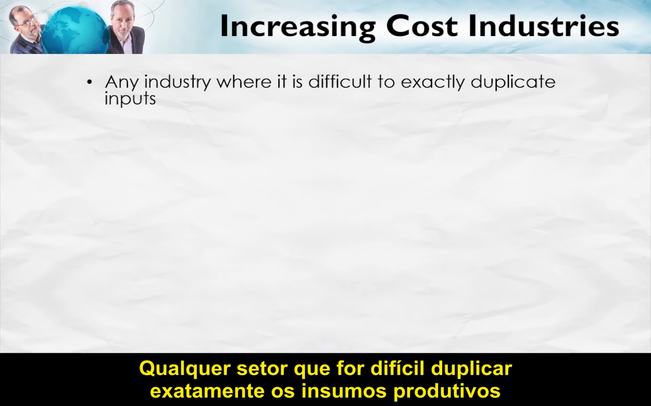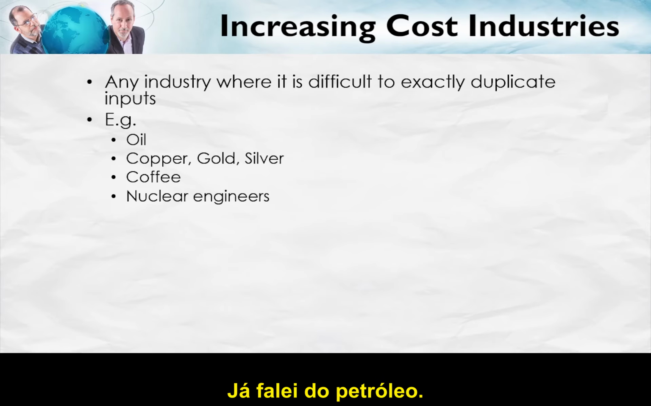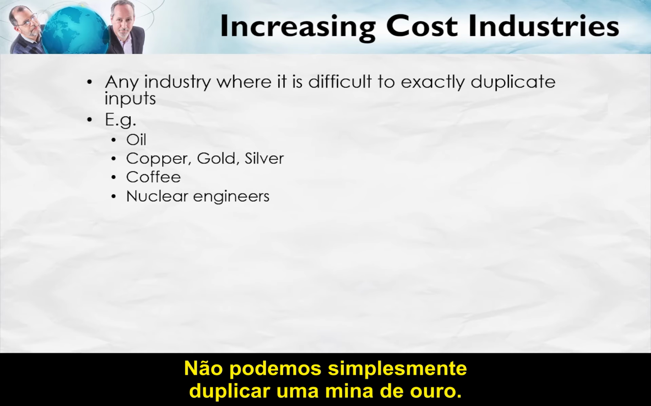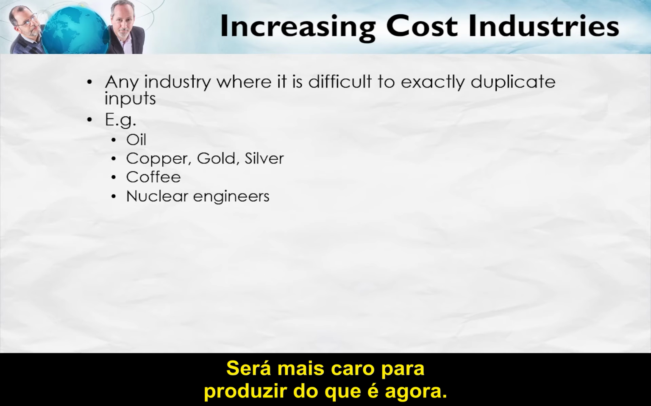Any industry where it's difficult to exactly duplicate the productive inputs is going to be an increasing cost industry. I've already mentioned oil, but copper, gold, silver, all the mining industries are very similar. We can't just duplicate another gold mine. If we want another gold mine, we're going to have to dig deeper. We're going to have to look elsewhere. It's going to be more expensive to produce it than it is now.